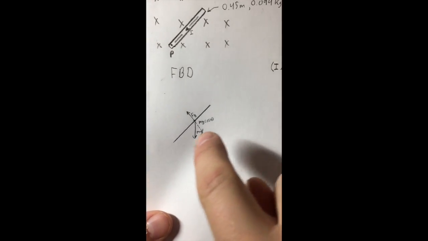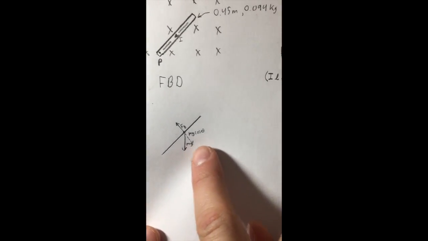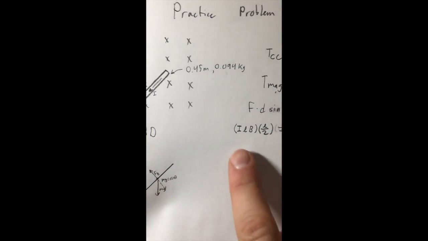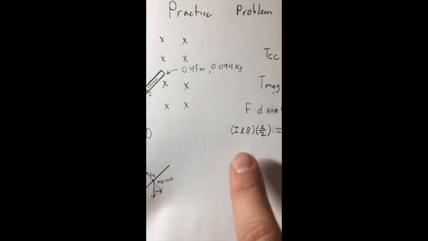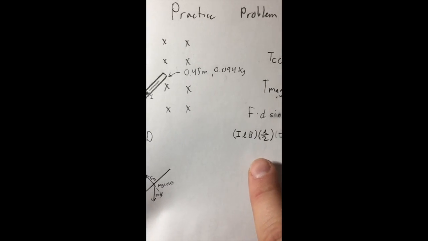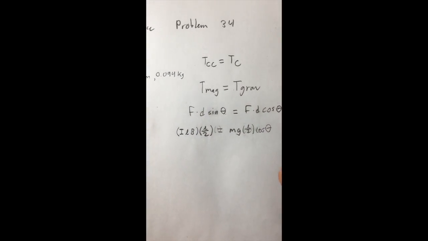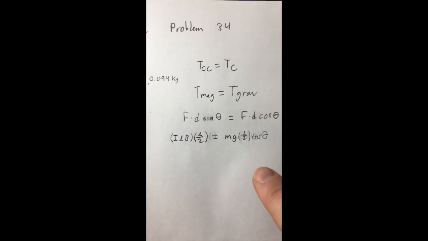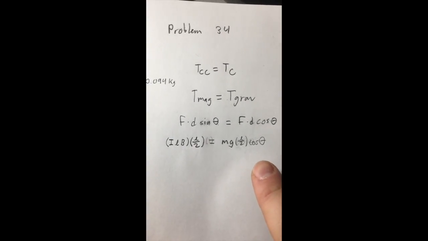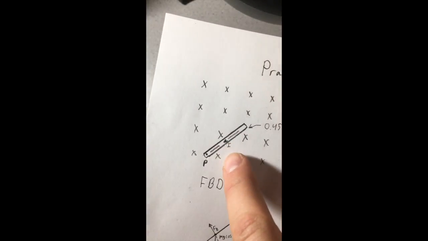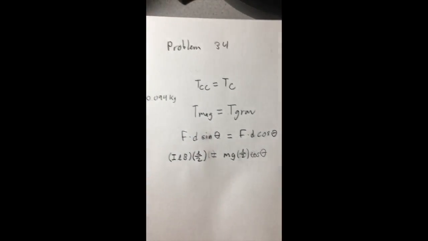So for the gravity, we want to find the perpendicular component of the force of gravity. So we use mg cos theta up here. And for the force of the magnet, we use ILB, so current times length times the magnetic field, which is equal to the force of gravity at the center of gravity, which is the very middle of the rod, times cos theta.